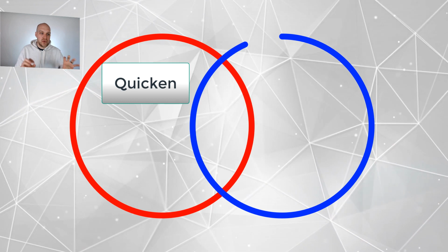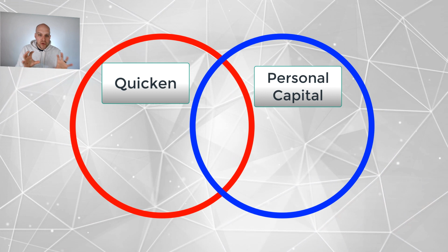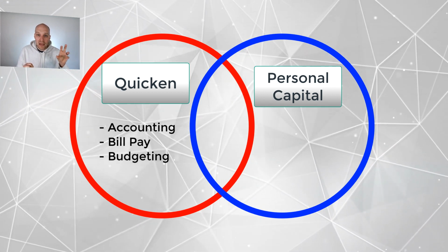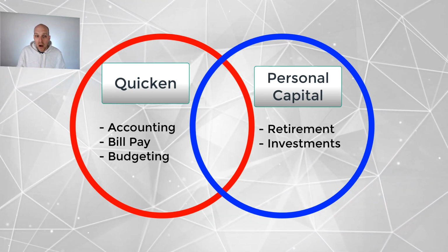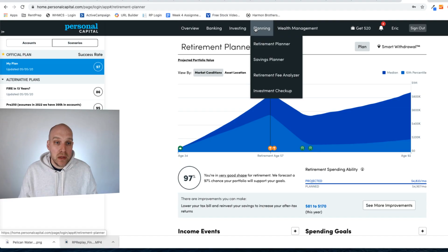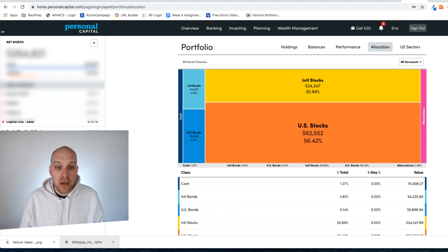The last thing I'll mention here is really it's just two overlapping circles, right? Quicken is on one side and you have Personal Capital on the other. They both do similar things. Quicken is really more so if you're looking into accounting, bill pay, and keeping track of your finances. Personal Capital is really more for retirement planning, investments, and keeping track of your portfolio. Another really interesting thing that they do here for investing is allocation. This is pretty unique, and I think this is great for getting a quick snapshot and an overview of your portfolio. It's a great tool for investing.